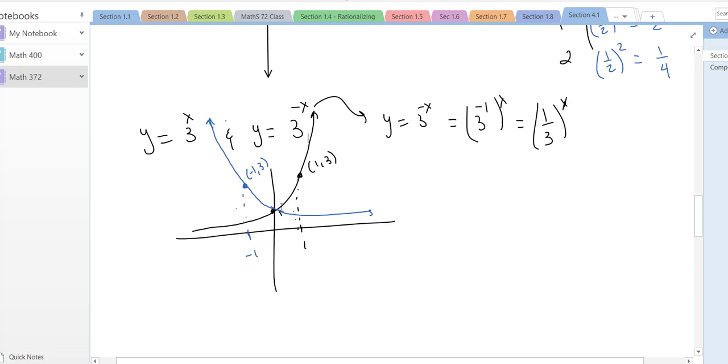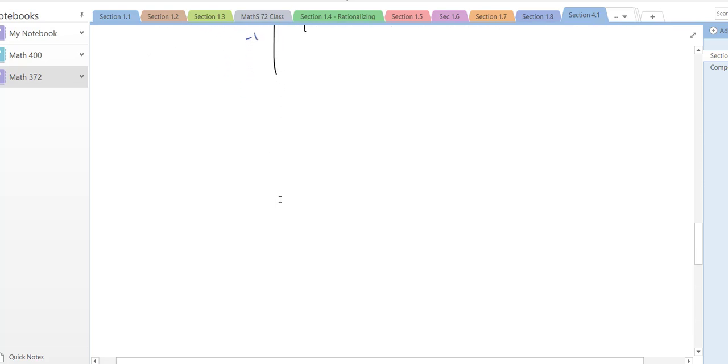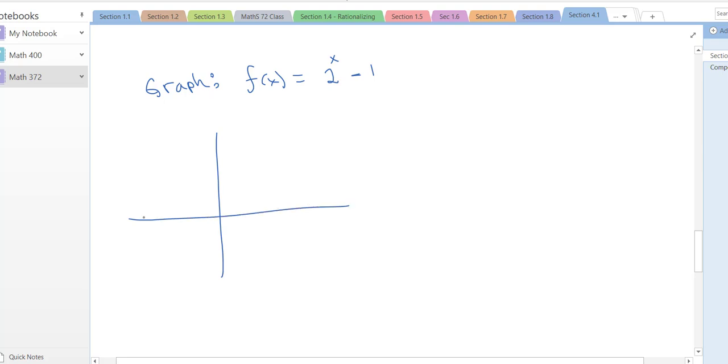So what are other types of transformations? Say I want to graph, sticking with 3 to the x and 2 to the x, f of x equals 2 to the x, minus 1. So what does the -1 outside do? Notice that this will be a vertical shift. So again, let's graph 2 to the x. If I just graph y equals 2 to the x, that's what this looks like.